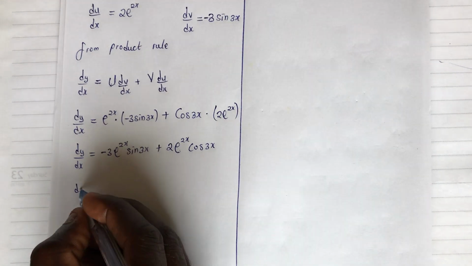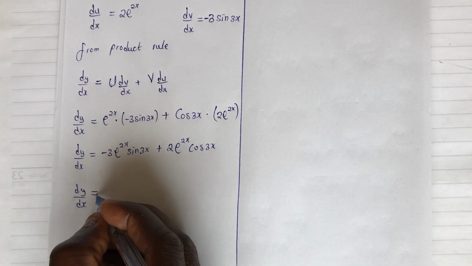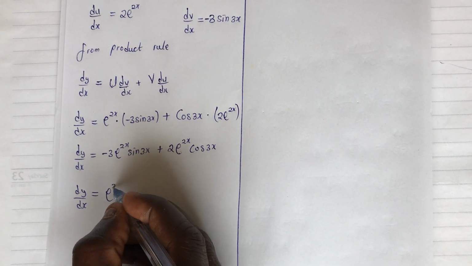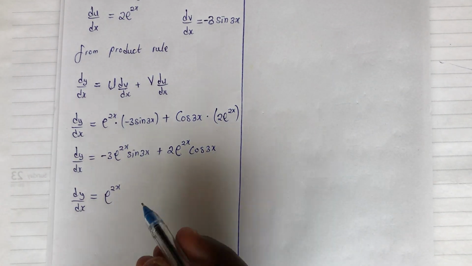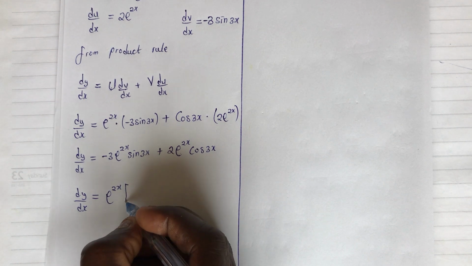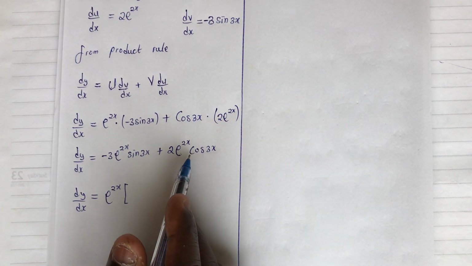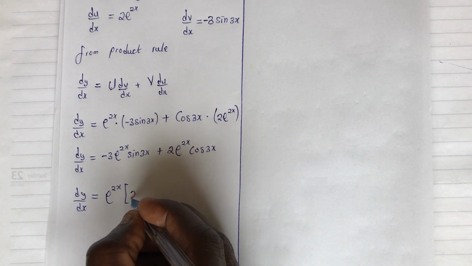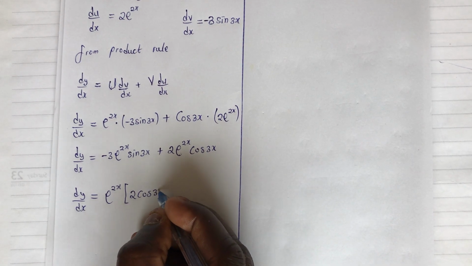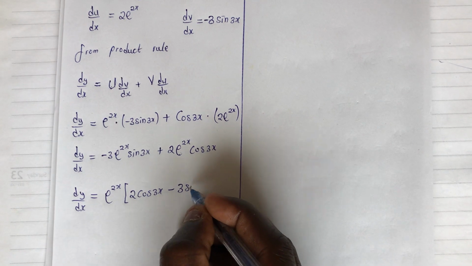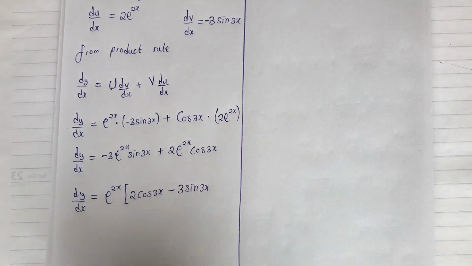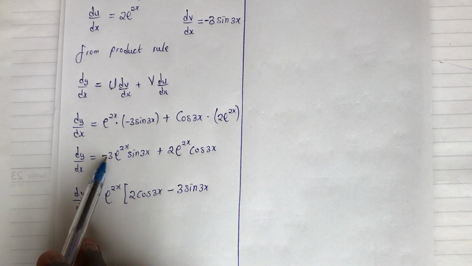So I have my dy dx giving me e raised to the power 2x. I want to write the positive one first, since this is negative. Then into brackets, I'll be left with 2 cos 3x minus this one, 3 sine 3x. I decided to write the positive one first since this is negative.